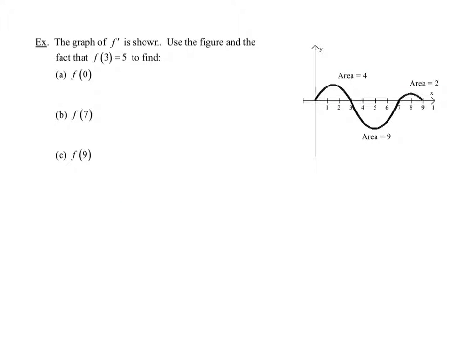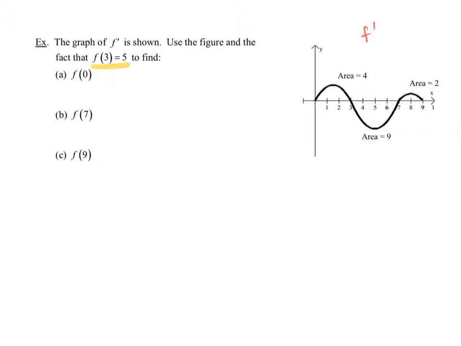Okay, this next example is very similar to the last one, except instead of having to use geometry to find the areas, this problem actually already gave me the area. And so just in case it's not clear, this is the graph of f prime over here. And once again, we're given an initial condition of f. f of 3 is equal to 5.